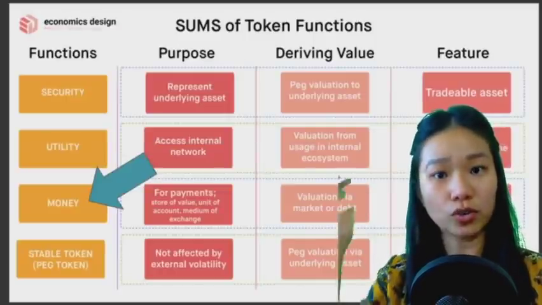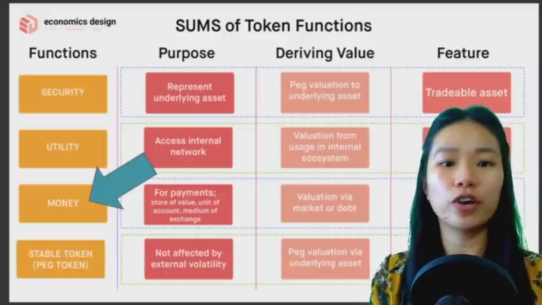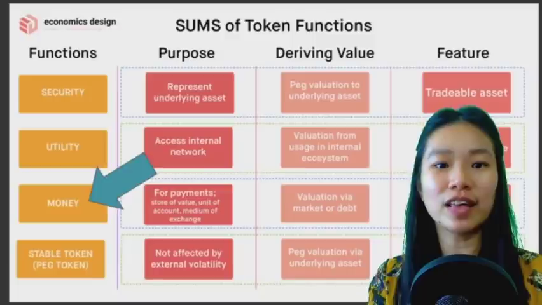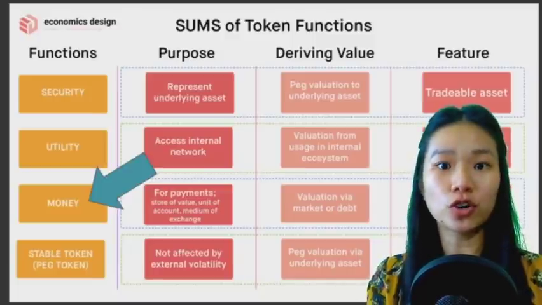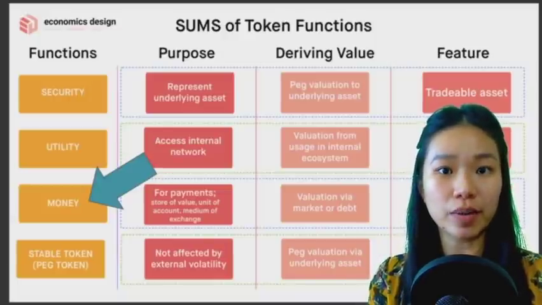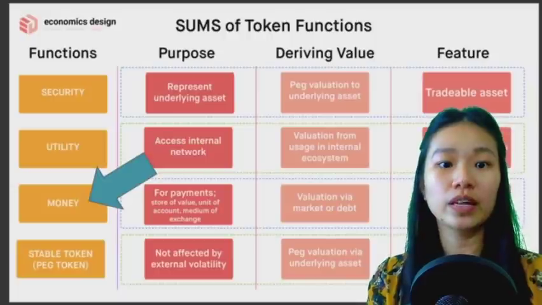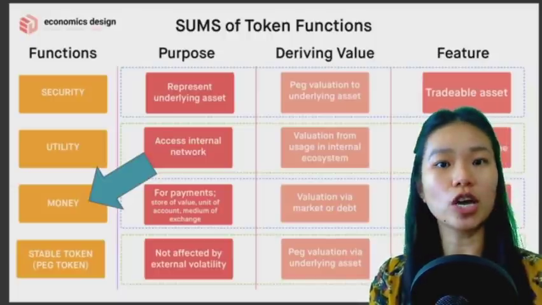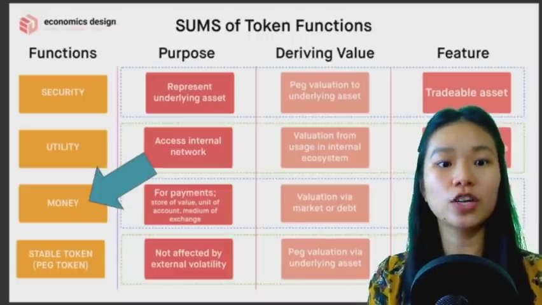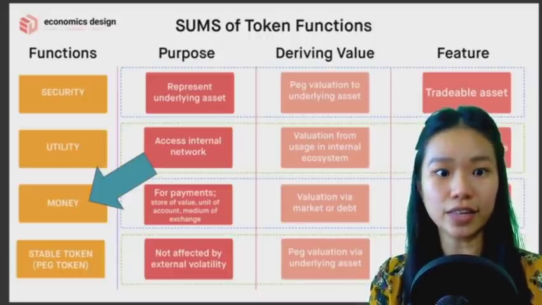Before we go deeper into all the very technical terms, just a quick refresher of what token functions are. I've talked about this a lot of times. There are 4 main token functions, and based on your token functions, the way you design your system, the economics of the system, is going to be very different. The 4 functions are security. I'm talking about financial security, not cyber security. So a security that represents an underlying asset.